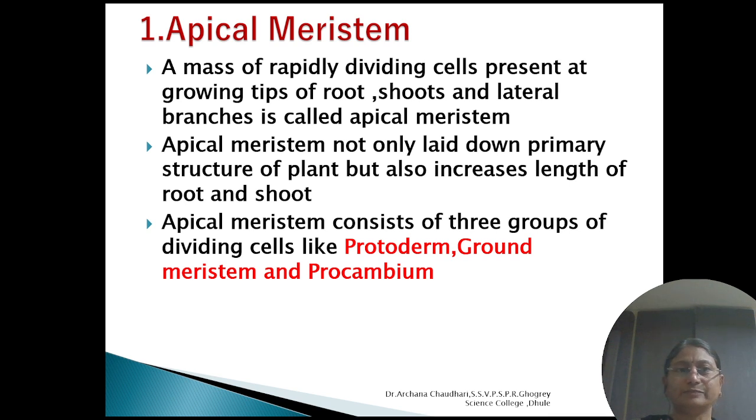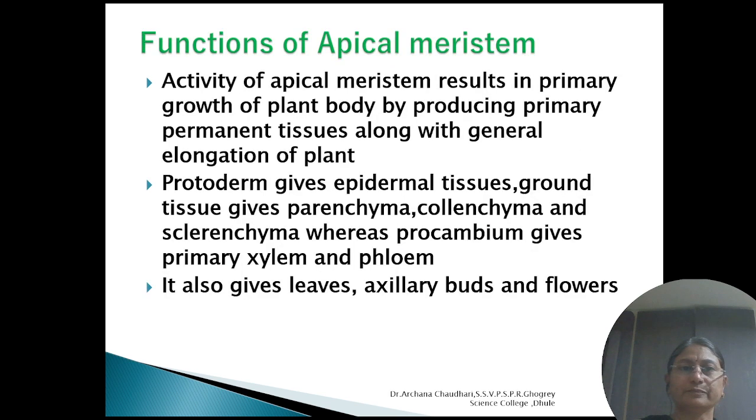Apical meristem. A mass of rapidly dividing cells present at the growing tips of the root, shoot, as well as the lateral branches are all called apical meristem. Apical meristem not only lays down the primary structure of the plant but also increases the length of the root and shoot. Apical meristem consists of three groups of dividing cells: protoderm, ground meristem, and procambium.